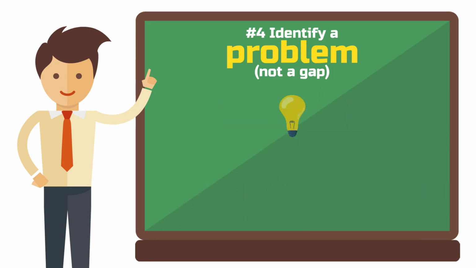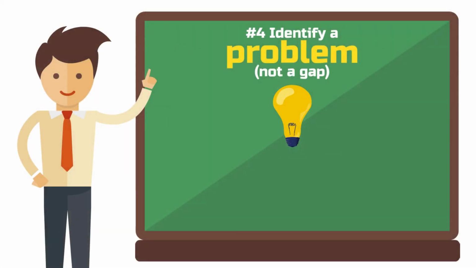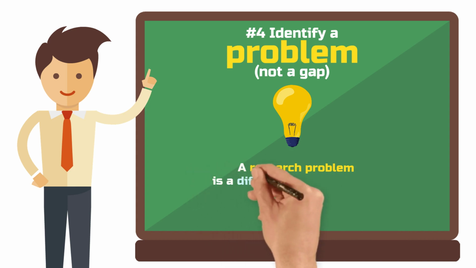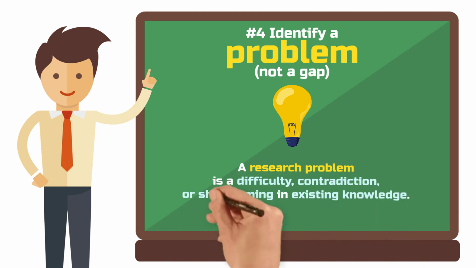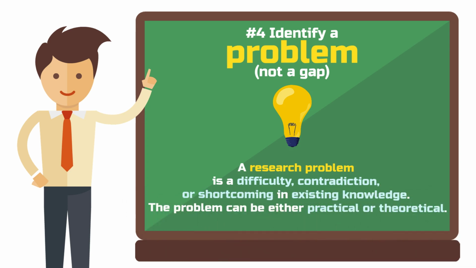To come up with a truly important research question, you can identify a research problem instead of a gap. It will simplify things for you tremendously. It will help you to develop the argument of your paper from beginning to end. Okay, but what is a research problem? It's simple. A research problem is a difficulty, contradiction, or shortcoming in existing knowledge. The problem can be either practical or theoretical.